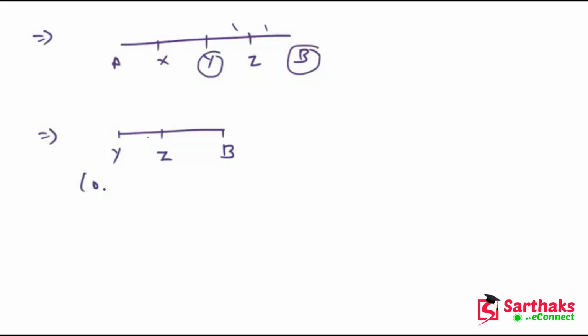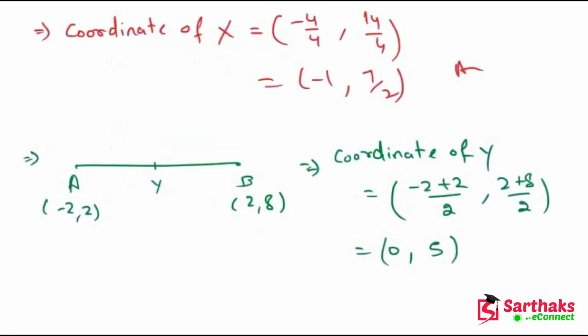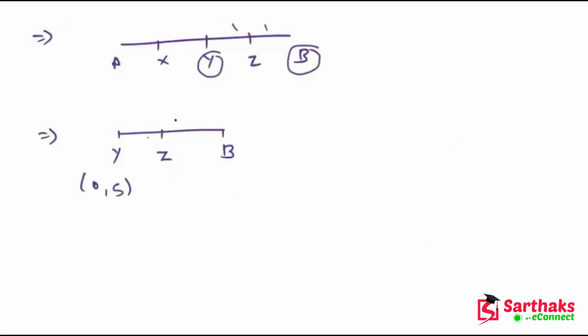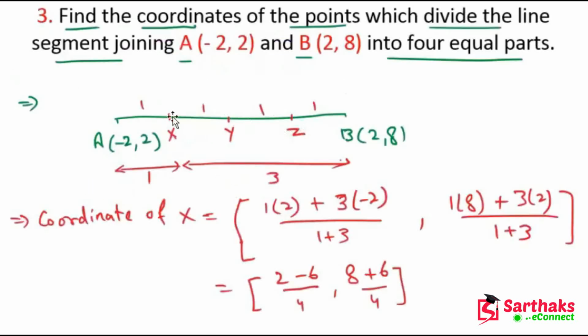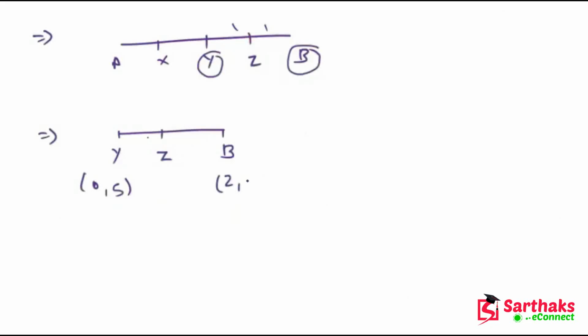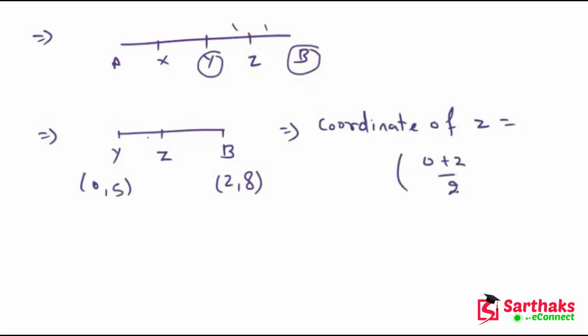So the coordinates of y are 0 comma 5, which we found here. And the coordinates of B are 2 comma 8. So again, coordinate of z is equal to 0 plus 2 by 2, and 5 plus 8 upon 2. So this will give, my dear friends, 1, and here we get 13 upon 2. So this is the coordinates of z. I hope, my dear friend, you understand these things.